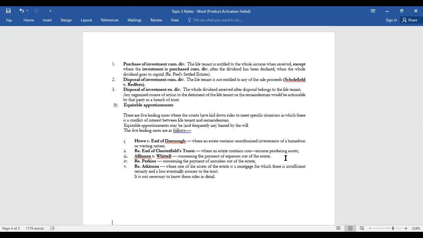I want you to go through these cases and see how they were upheld. Then we have the reference to Parkin's case concerning the payment of annuities out of the estate. And the last case is the Atkinson case, where one of the assets of the estate is a mortgage for which there is an insufficient security and the loss eventually accrues to the trust, which means there was nothing to be paid. It was a loss already. And you don't need to have the details of these cases. No one will ever ask you.